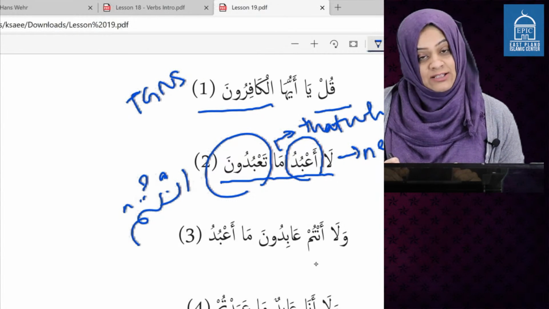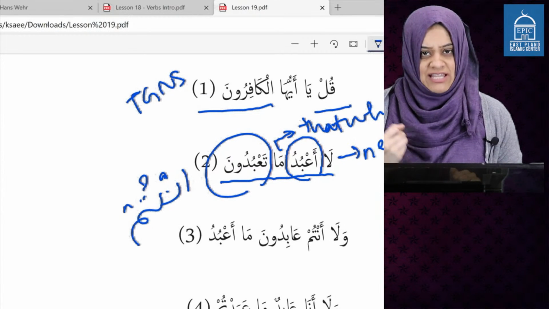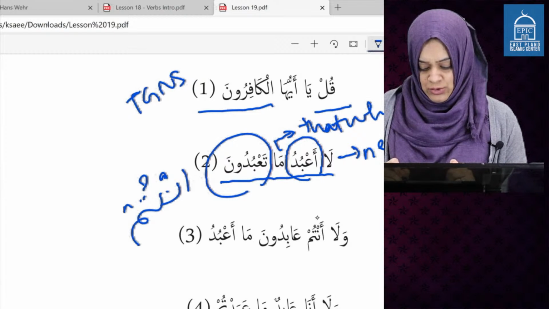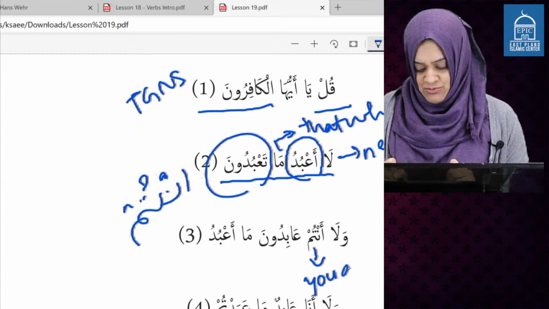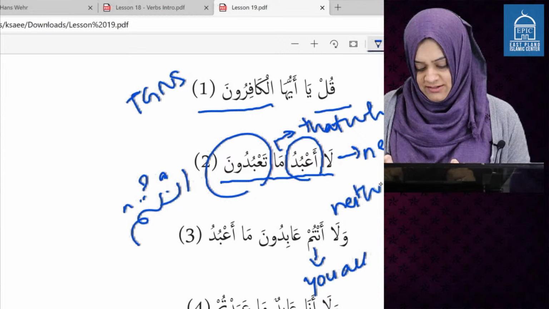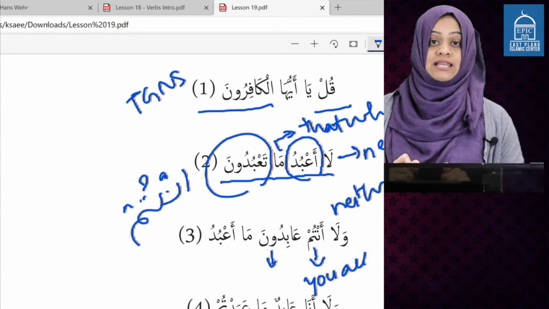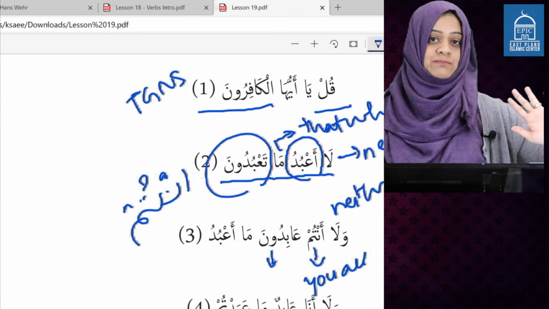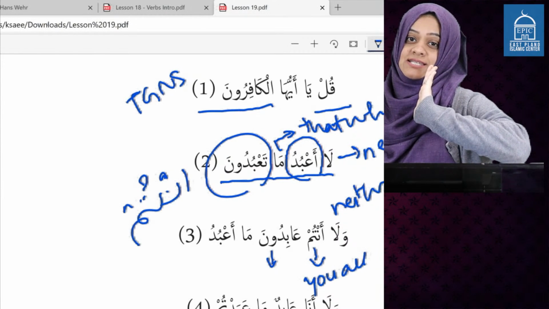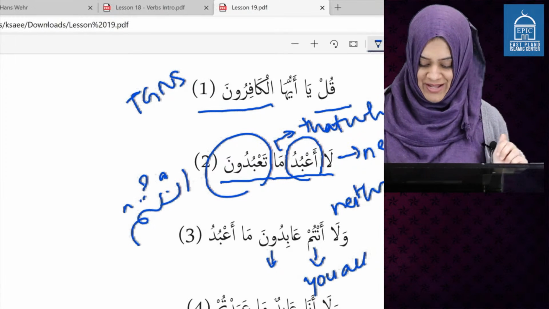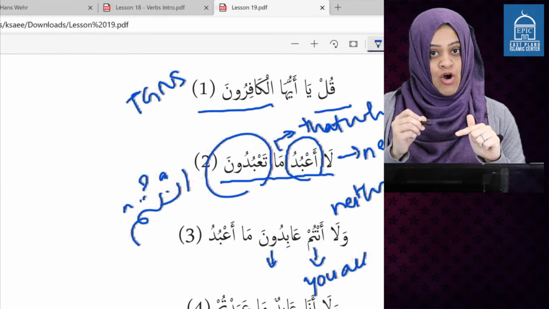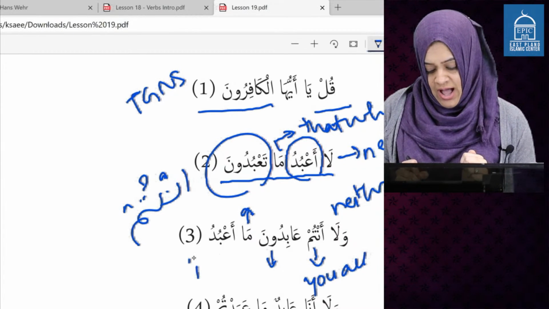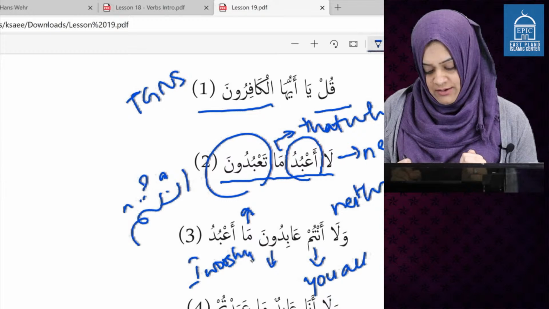Then wala antum, neither, okay? When you have la repeated like that, it's neither nor, okay? Neither antum, you all. Abiduna, what is this? Noun or verb? Does it look like a noun? Does it look like a verb? It is Muslimuna, it's a noun, okay? So neither will you all worship that which is a mawsul, that which a'budu, I worship, okay?